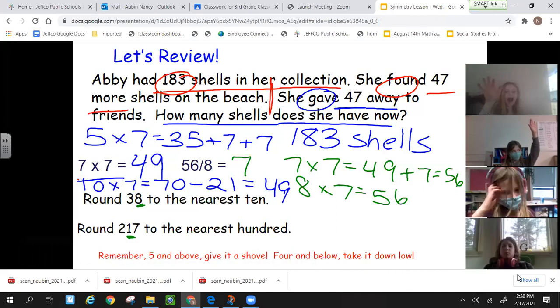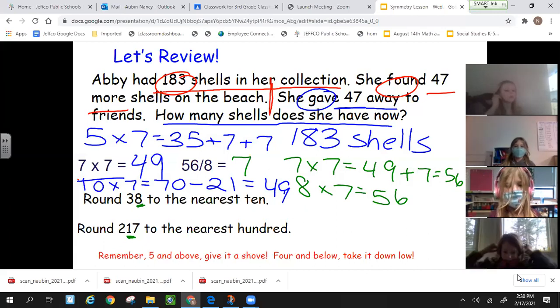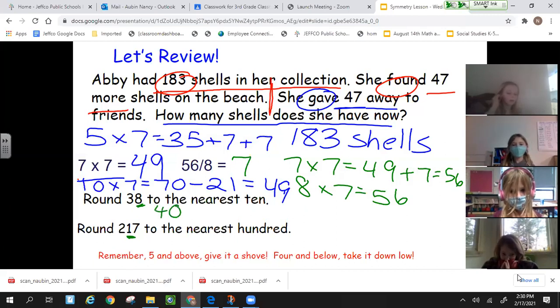All right, Reese, will you unmute and share your thinking? Because 8 is higher than 5, you give it a shove to 40, and because 7 is higher than 4, well, something below 4, it's 300.